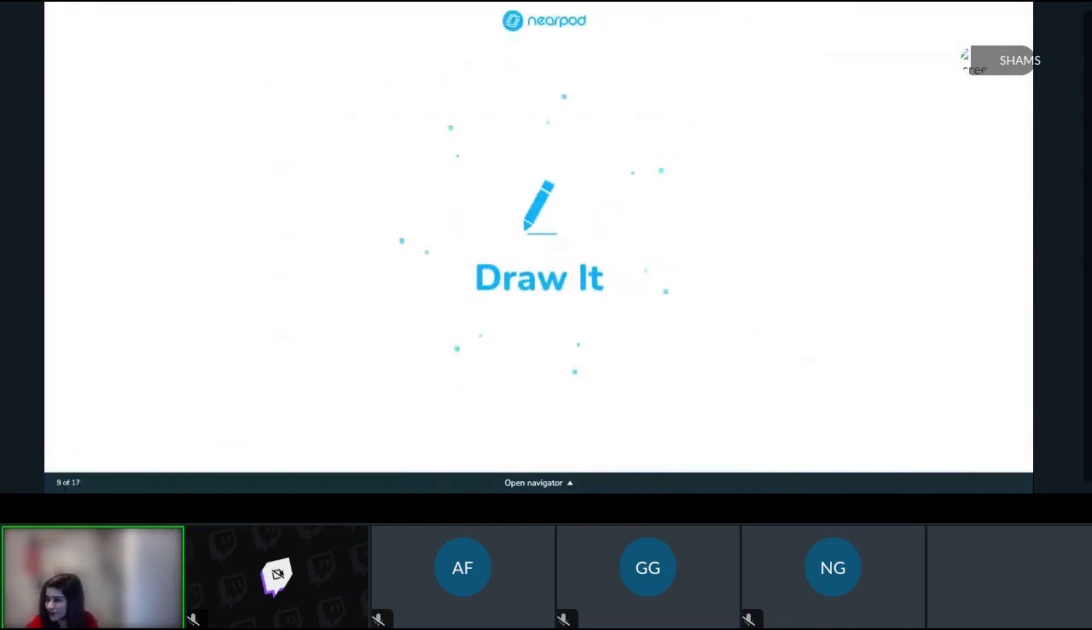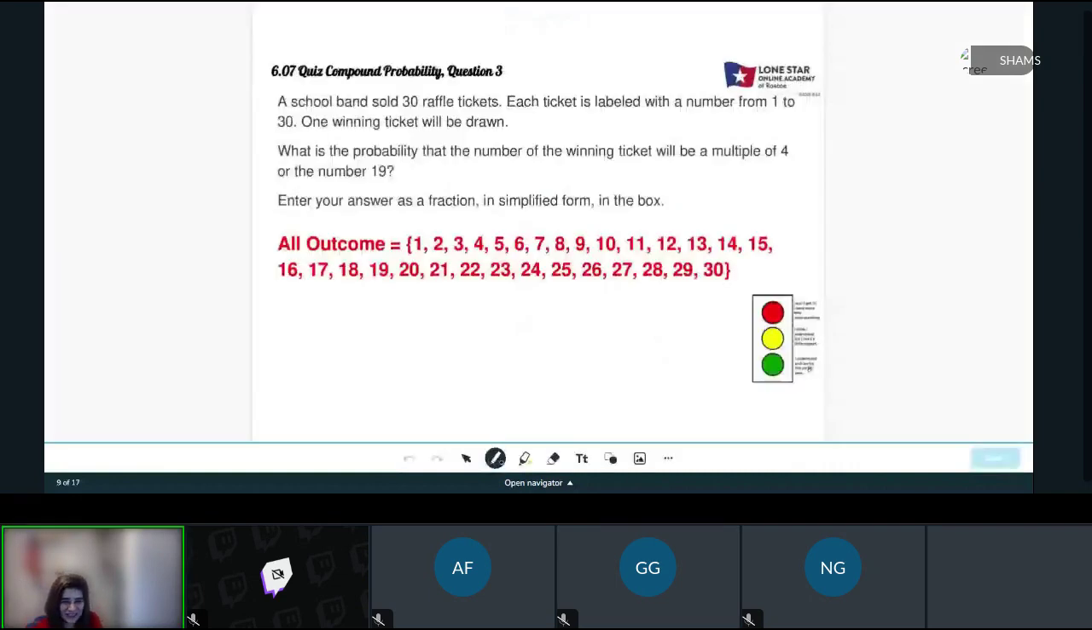Question 3, I pre-filled out some information to save time. I gave you outcomes already, so we can save some time. A school band sold 30 raffle tickets. Each ticket is labeled with a number from 1 to 30. One winning ticket will be drawn. You guys see, I listed out from 1 to 30. These are the raffle numbers, right? From 1 till 30.